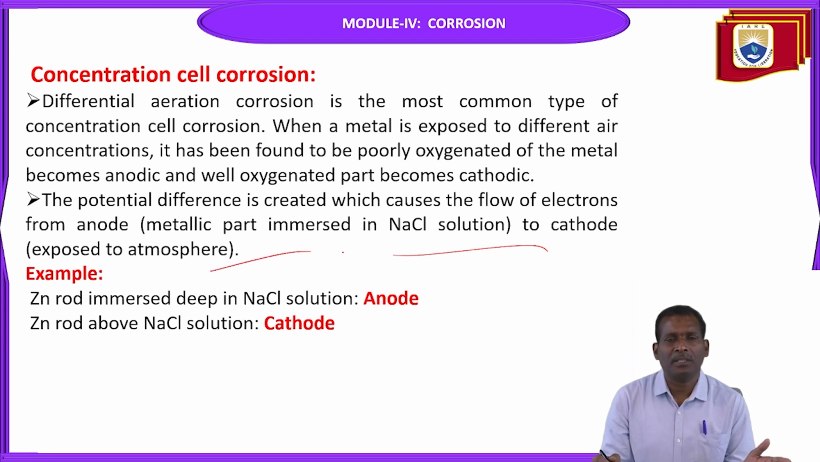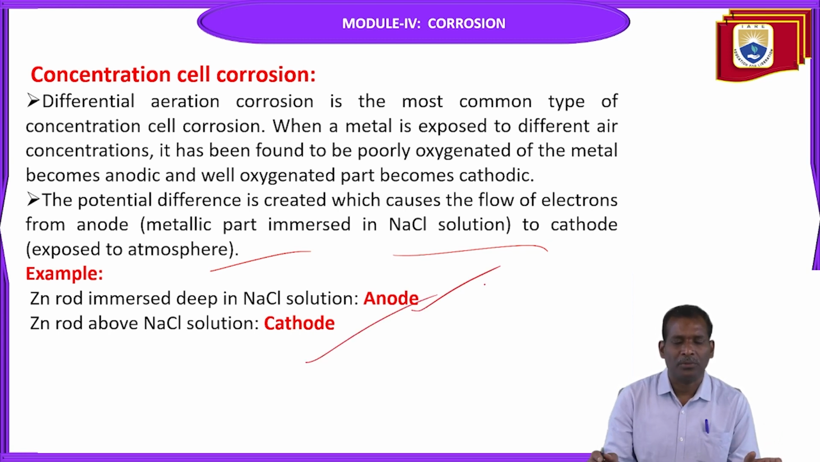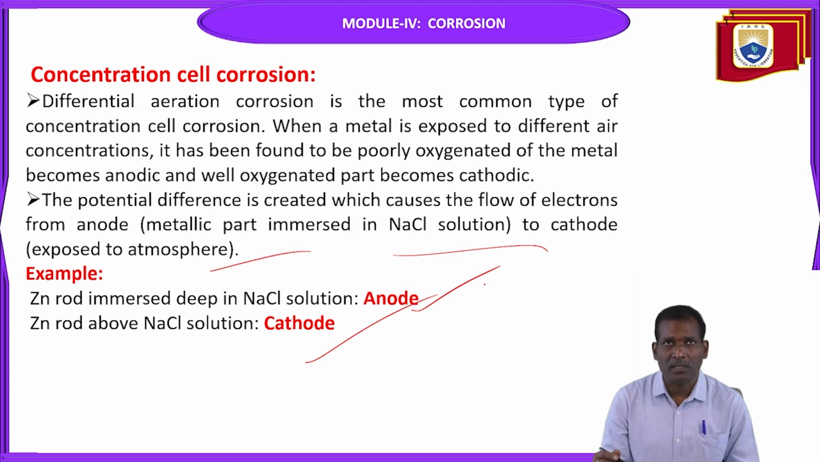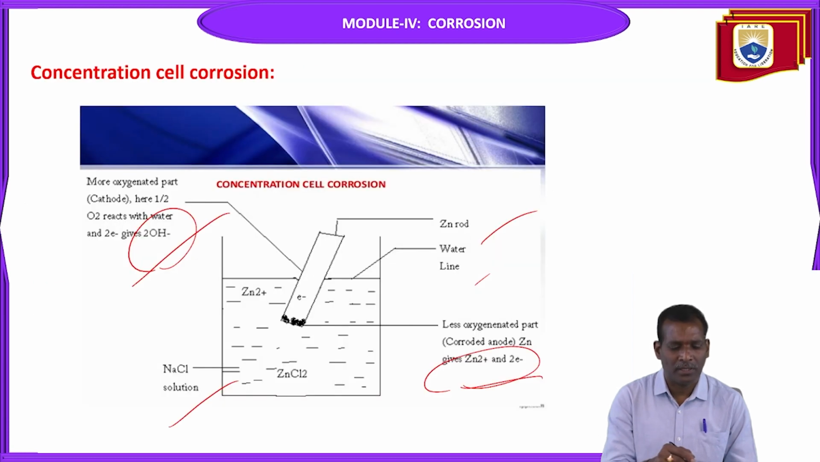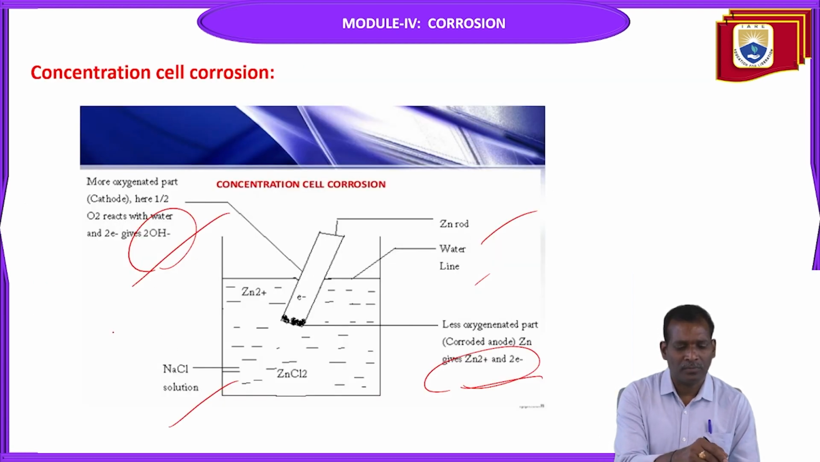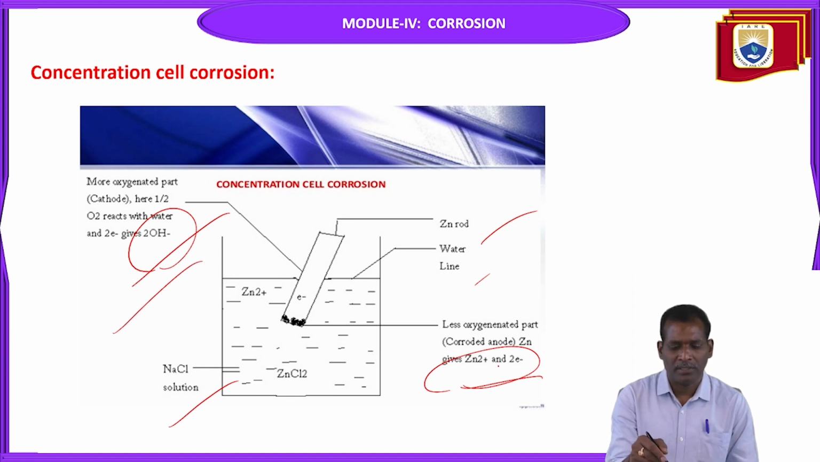Example: the zinc rod immersed deep in NaCl solution is the anode. The zinc rod above the NaCl solution is the cathode. This is the example of concentration cell corrosion. In the previous diagram, the zinc rod acts as the cathode, sorry, anode.